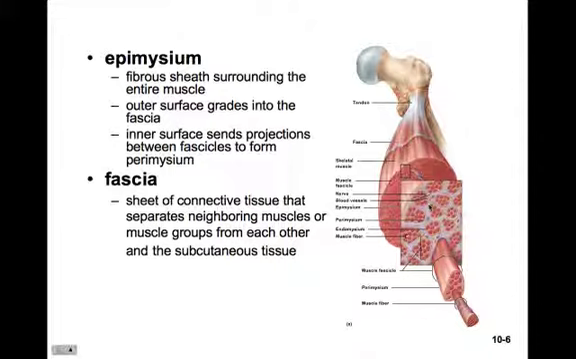The fascia is a big sheet of connective tissue that separates neighboring muscles or muscle groups from each other. In most places, it's integrated with the epimysium. You've seen the fascia if you've ever seen like a pork tenderloin or whatever, that silver skin that you might see covering any meat that you have.